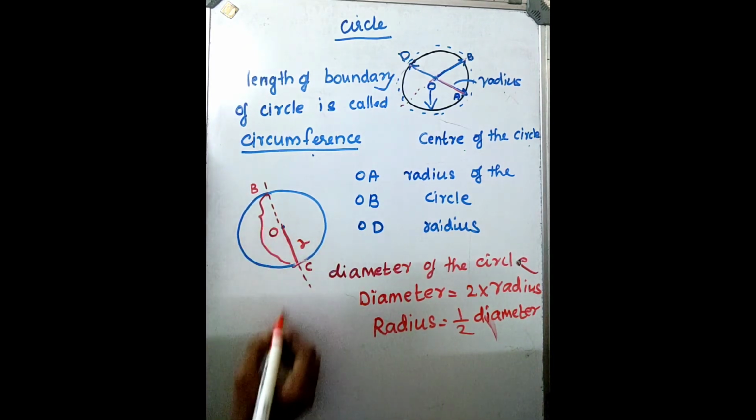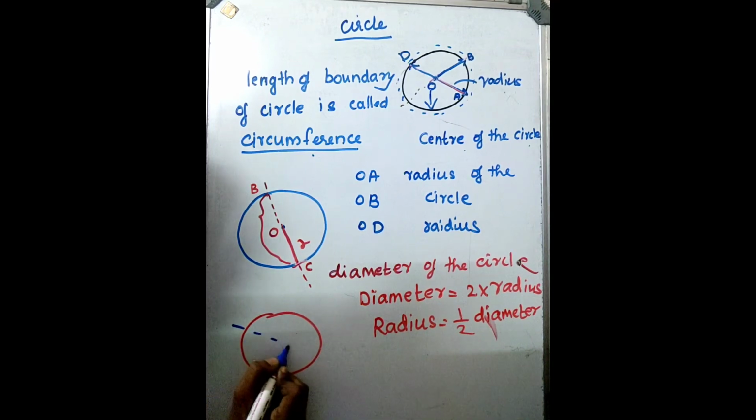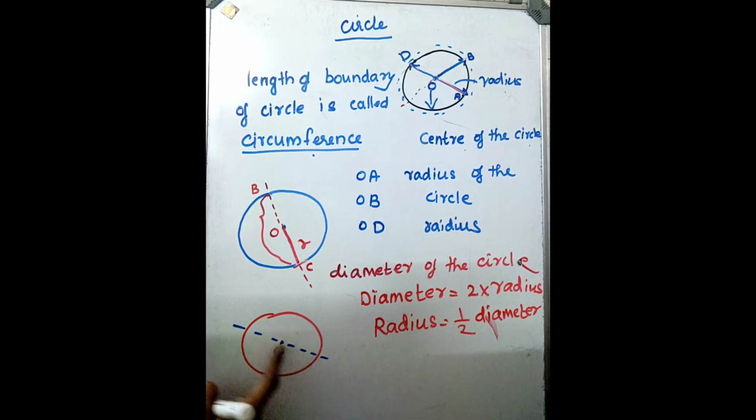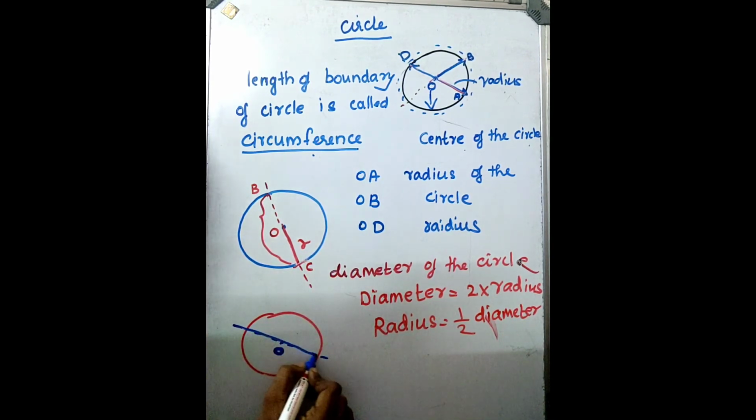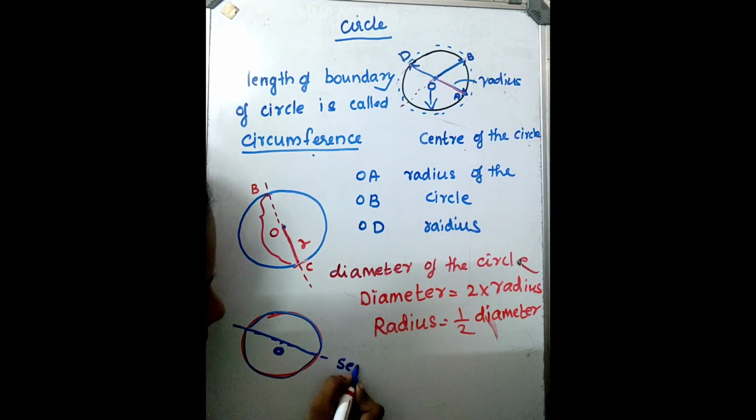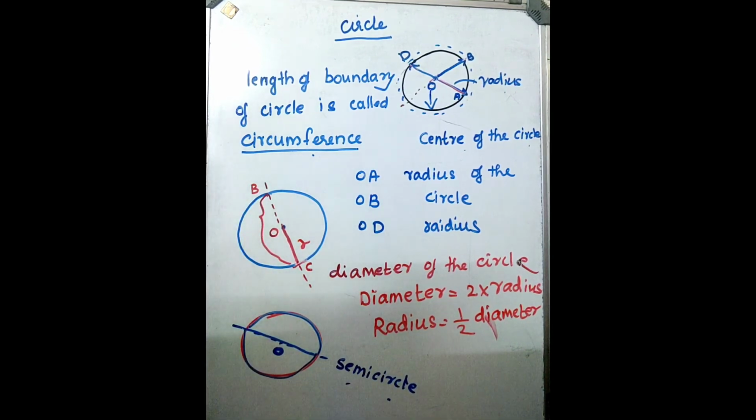And look here. We studied that this is the diameter and this is the center. The diameter divides the circle into two halves, semicircles. Look here, this is a semicircle. This is a semicircle. This also you have to understand.